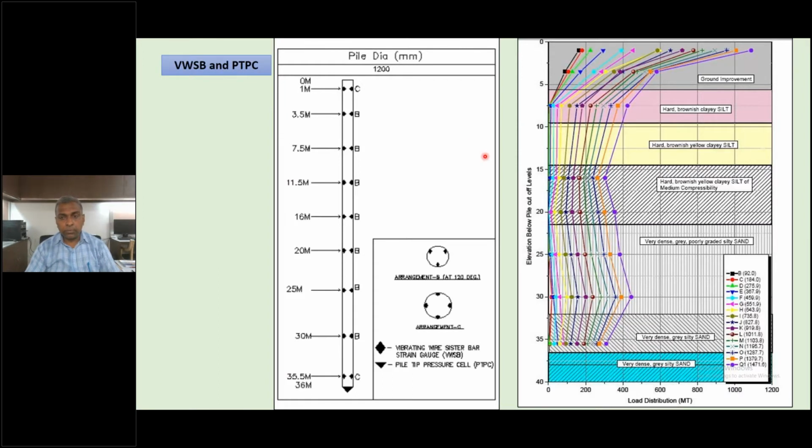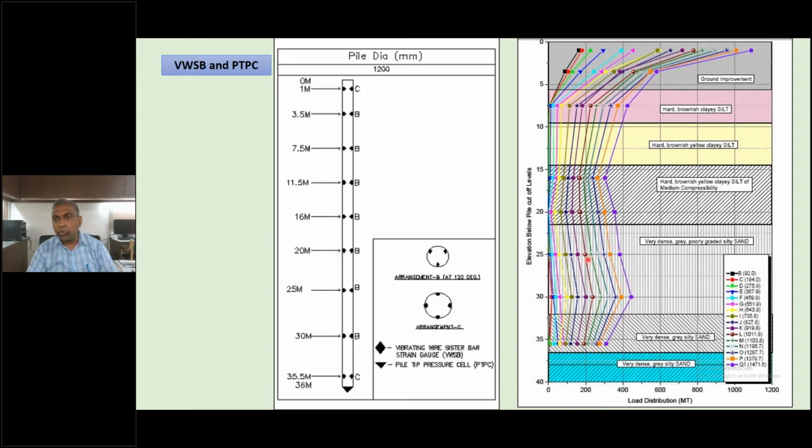Along with the high strain dynamic test, we can use VWSB, that is vibrating wire strain gauges, and PTPC, which is the pile tip pressure cells along the pile. At each level you will see that 3 to 4 strain gauges are inserted, and for each strain gauge you can measure the strain. That strain multiplied by E, the material constant E, will give you the stresses. Stresses multiplied by the area will give you the force at this level.